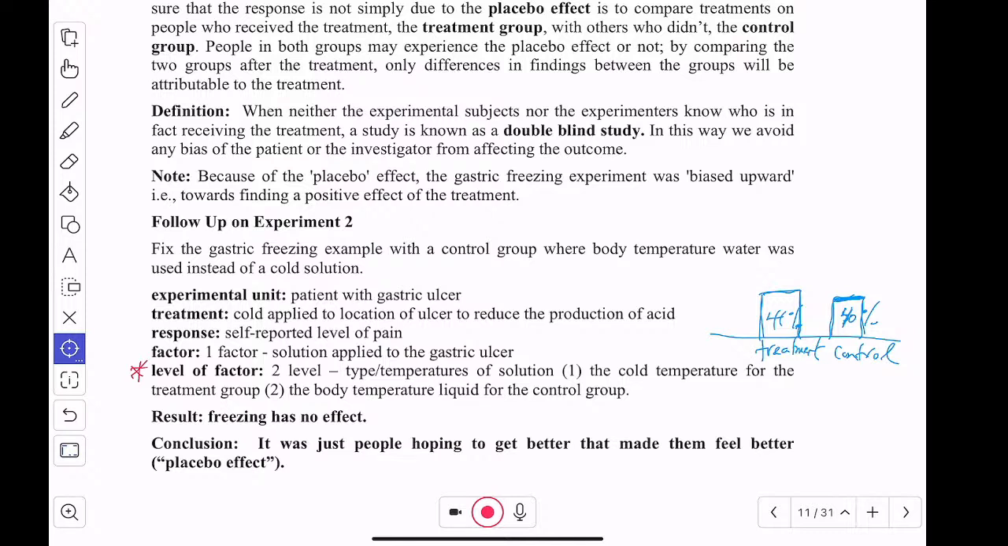Okay, I'm going to read the other comment. Right, very good. Good comments. All right.